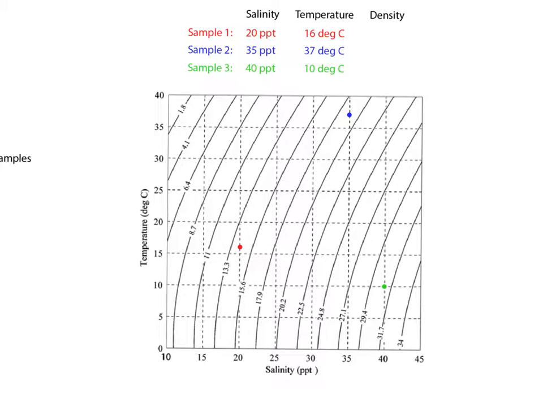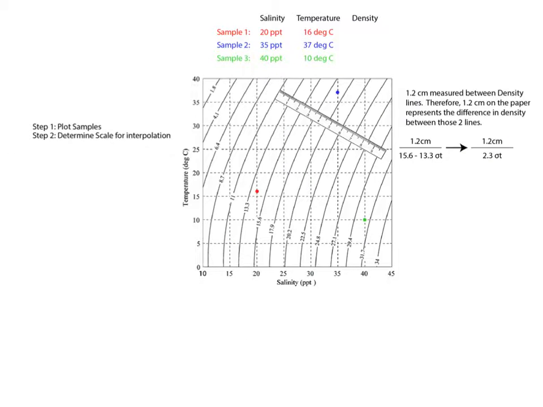Now, if you want to try to do this on your own as we go along, you can do so and then check your answers as you go. You can just use the TS diagram that's in your lab manual. So the second step is to determine the scale for interpolation to be able to determine the densities of each of our samples. We'll also use this scale later after we've done the mixing exercise to determine the density of those samples.